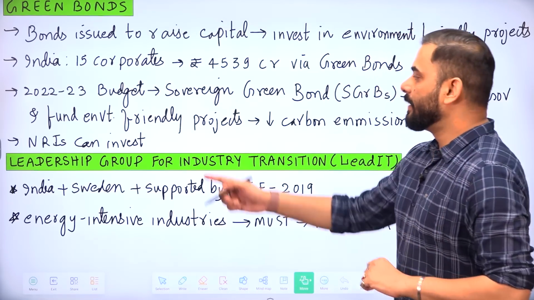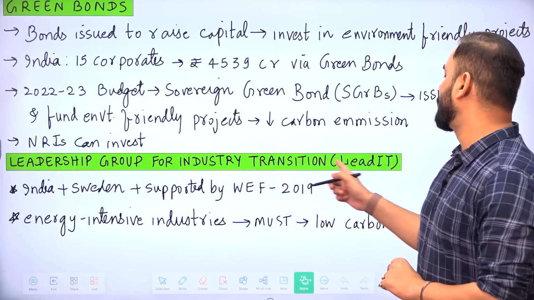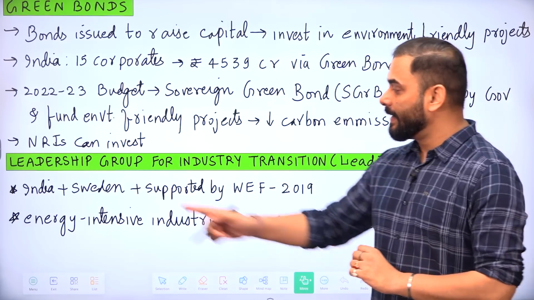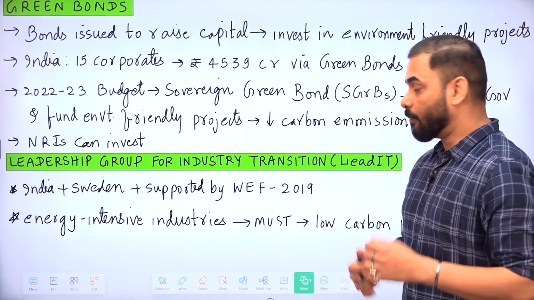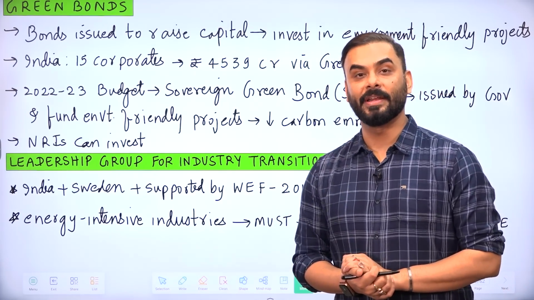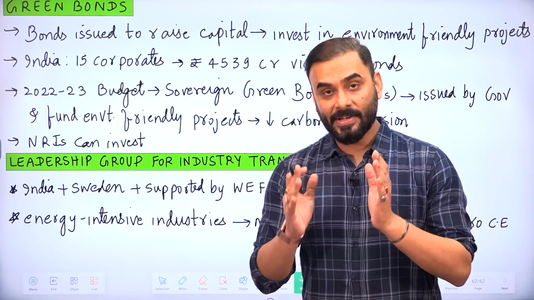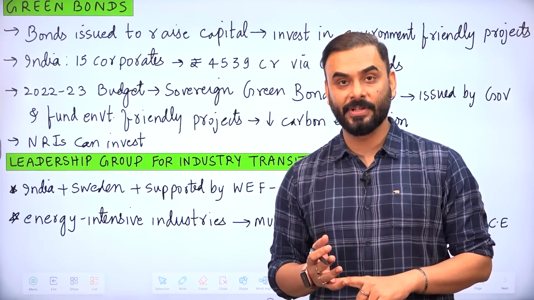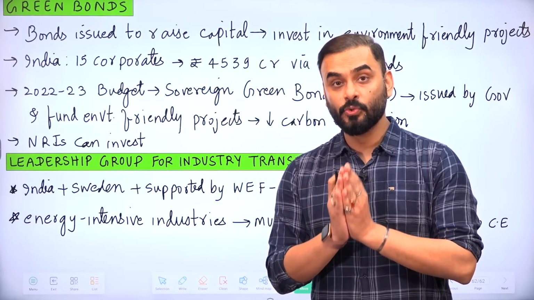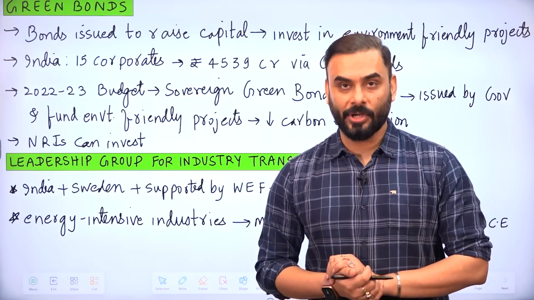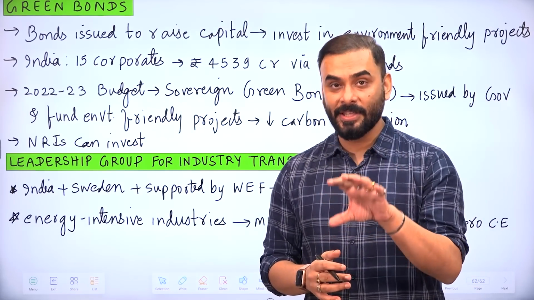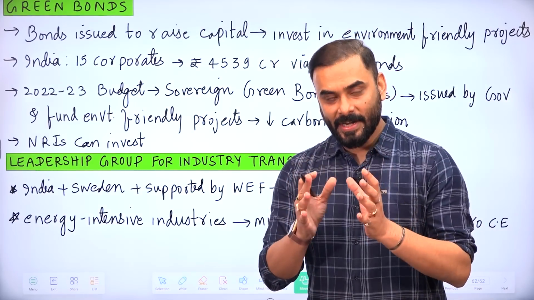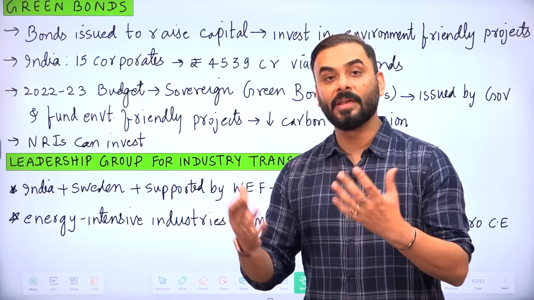Now guys, let us study the Leadership Group for Industry Transition, LeadIT. You see, this was started by India and Sweden with the support of the World Economic Forum in 2019. What are they saying? There are some industries, guys, for example the chemical industry, paper industry, automobile industry, which use a lot of energy in their production. And the energy that they use, according to India, Sweden and the World Economic Forum, leads to a lot of carbon emission.